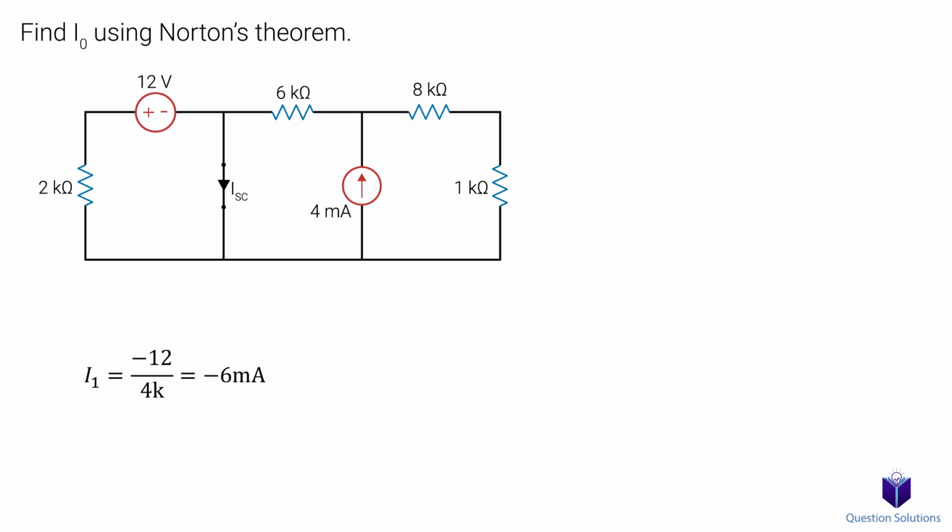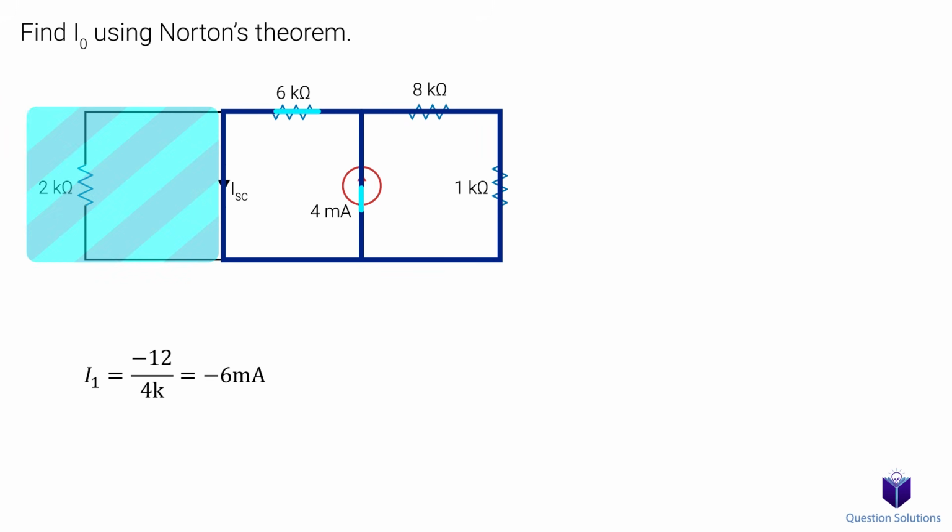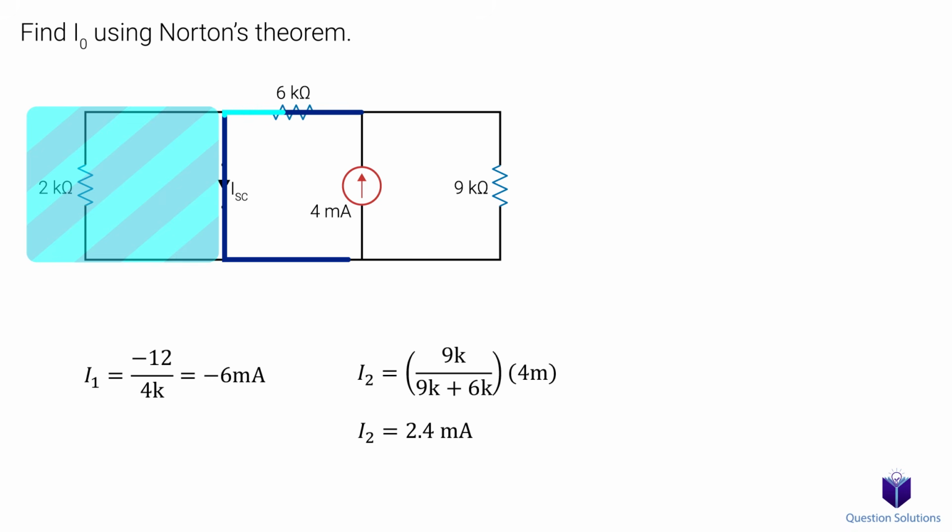Next, we put the current source back and remove the voltage source. Remember, voltage sources turn into short circuits. This time, because of the short circuit, this part of the circuit will be ignored since the current will flow through here. We can see that these two resistors are in series to each other, so let's add them and we get 9 kiloohms. We can use current division to figure out the current flowing in this branch, which is really just the current flowing through this 6K ohm resistor. This time, the current will flow in the same direction as our ISC, so we get a positive value.